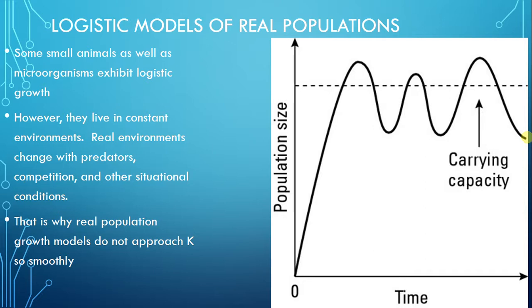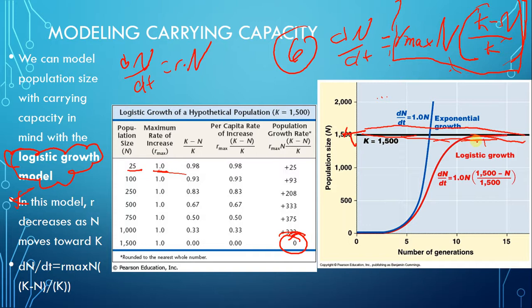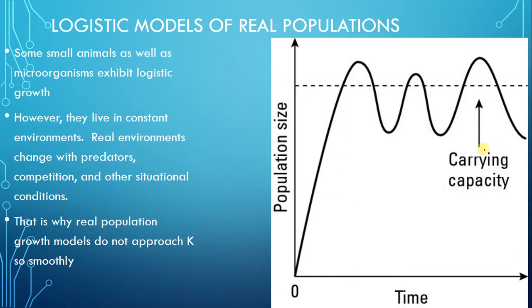The population graph of a model of a real population doesn't look like exponential, but it also doesn't look like just a growth model. Why is that? That is because, let's go back. Some small animals and some microorganisms do exhibit logistic growth. They're in a very confined, controlled, constant environment, but real environments change. There are predators, interspecific and intraspecific competition, different natural disasters or situations, or droughts or famines.